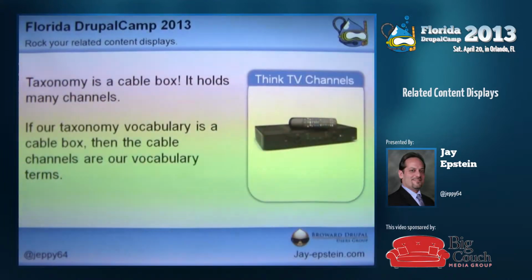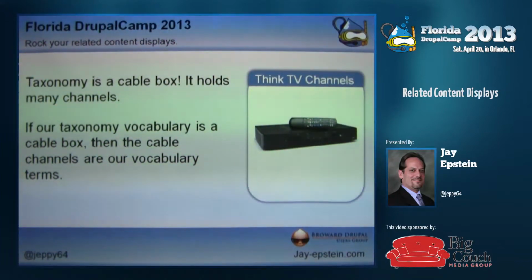So, who's got a dish with cable TV? Most people know the cable boxes and dishes. Taxonomy vocabularies are a cable box, if you think of it that way. The terms below it are channels. Hector, if I want to see history, what channel am I going to go to? The History Channel. If I want to see sports, I'm going to go to ESPN. If I want to see sci-fi, I'll go to the Sci-Fi Channel. If you break down your data modeling using that same analogy, all of a sudden taxonomy and vocabularies and term references become very simple to model.